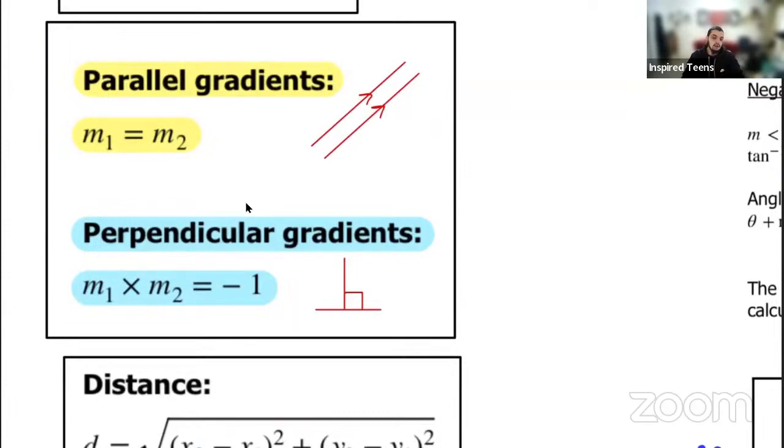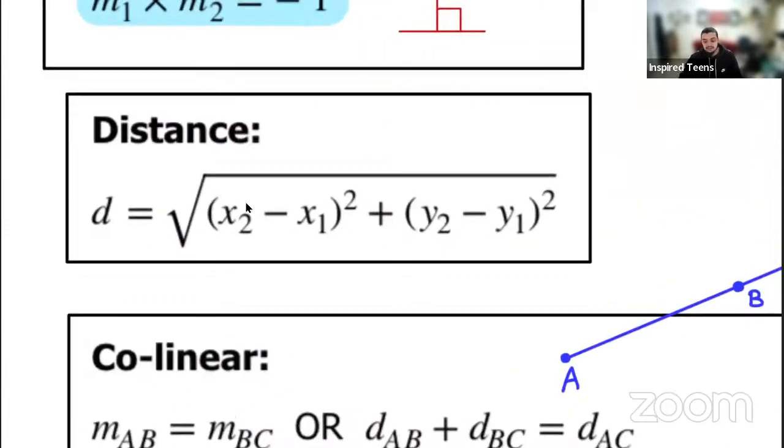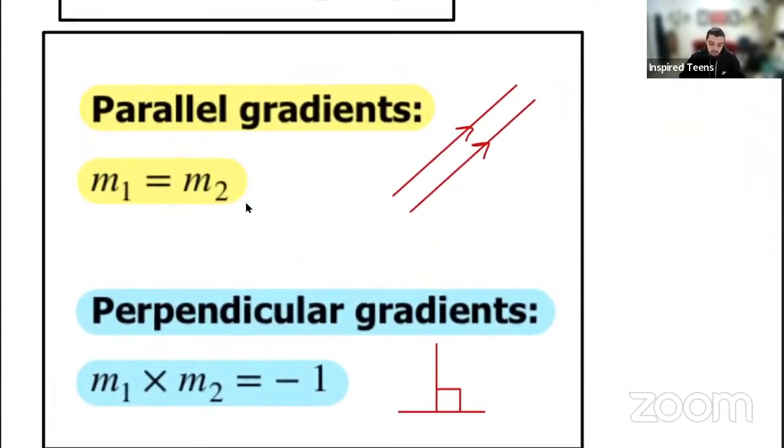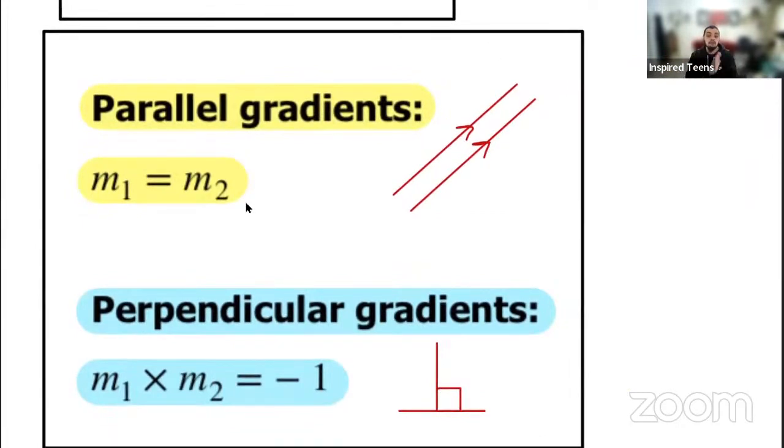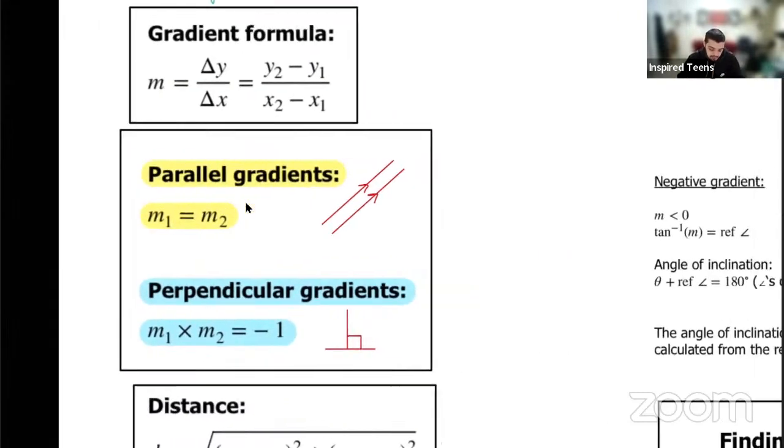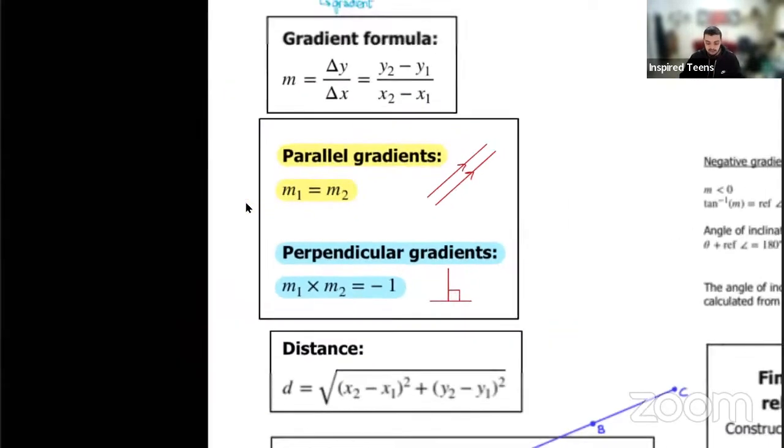Most things in analytical geometry are always there. For example, distance might not be there, but this, you know, for sure is guaranteed to be there. You have to understand this. It's very important. Okay, you must not forget it as well. This is extremely important. The gradients of parallel lines are equal, and for perpendicular lines, the product of their gradients is -1.